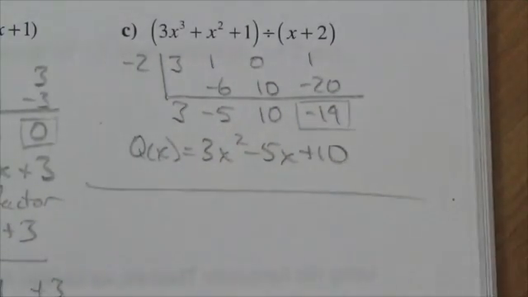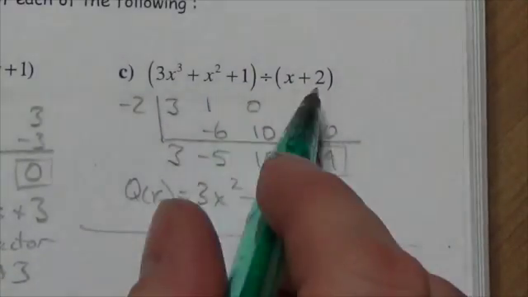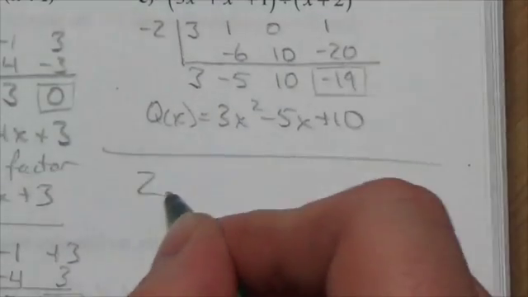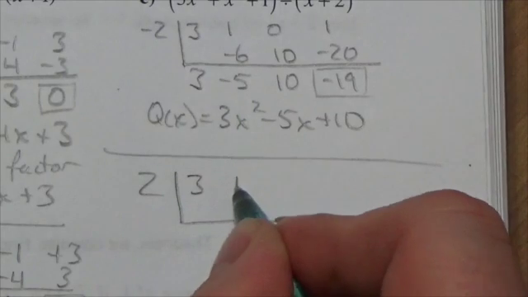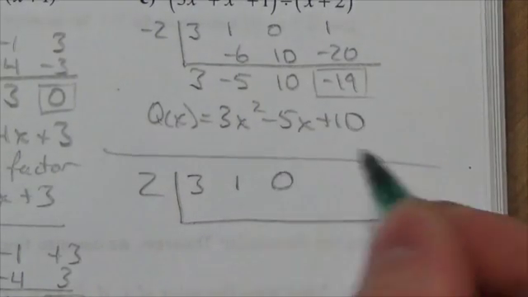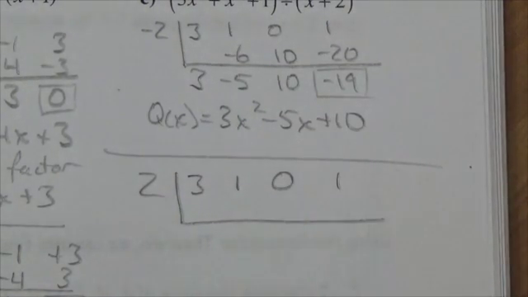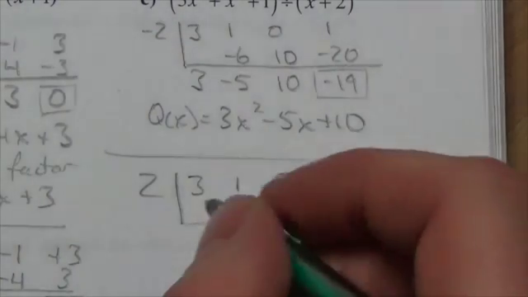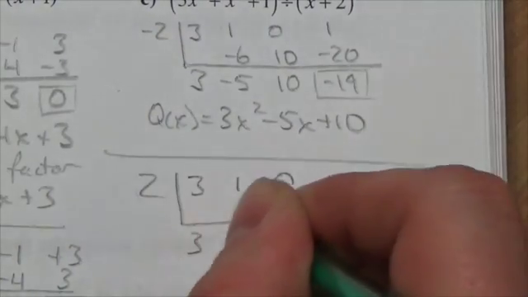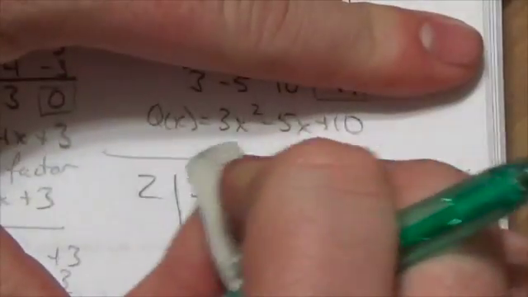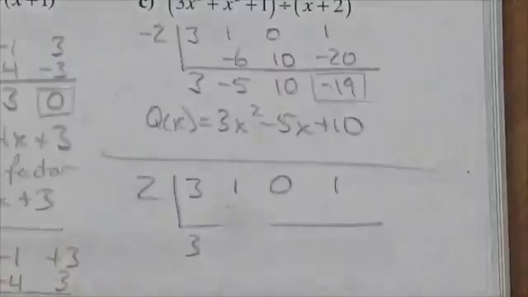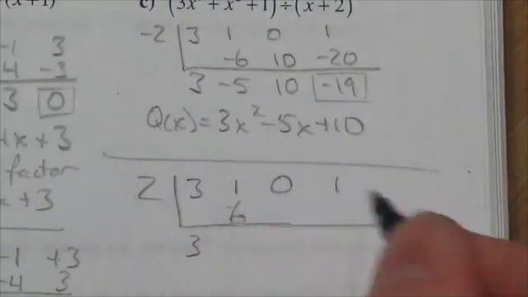Now, let's try it the other way. Dividing by x plus 2, let's put a plus 2 outside. Again, the coefficients that go along here are going to be exactly the same. Still need a placeholder for the linear term. Bring down the 3, multiply. Whoa, that was weird. 2 times 3, everybody, is 6. It's 6, always been 6.